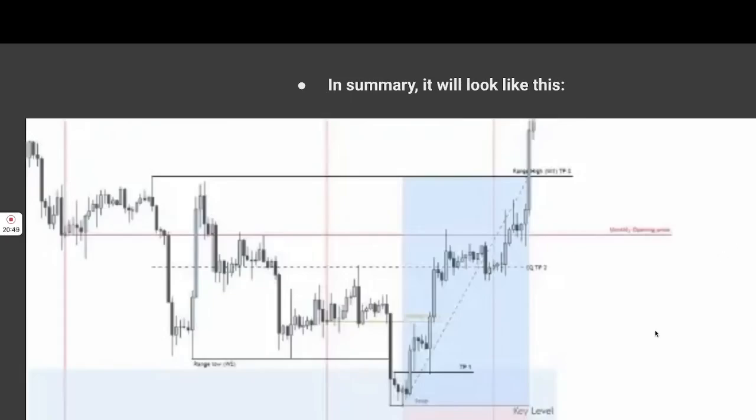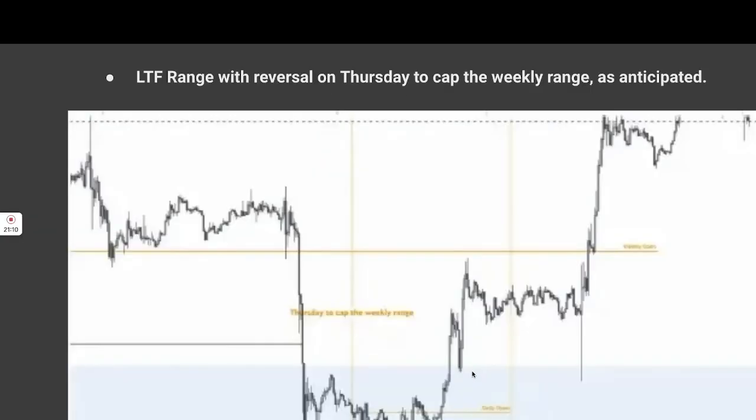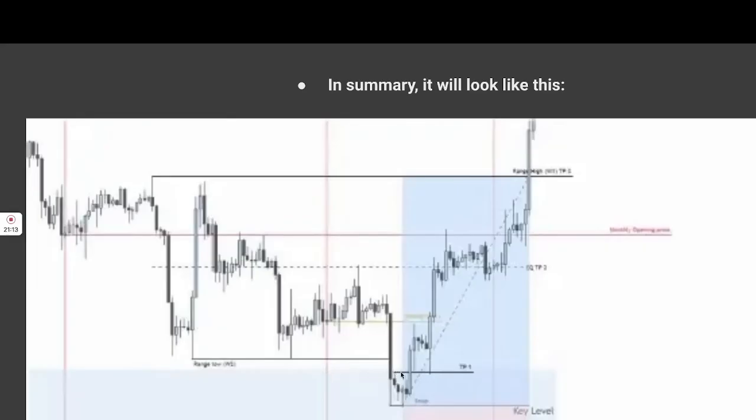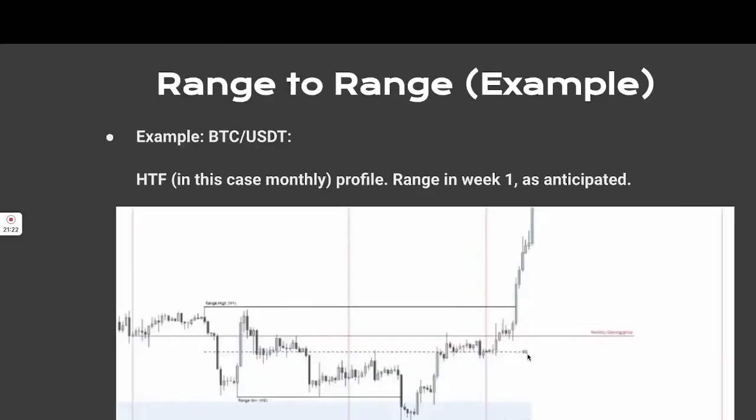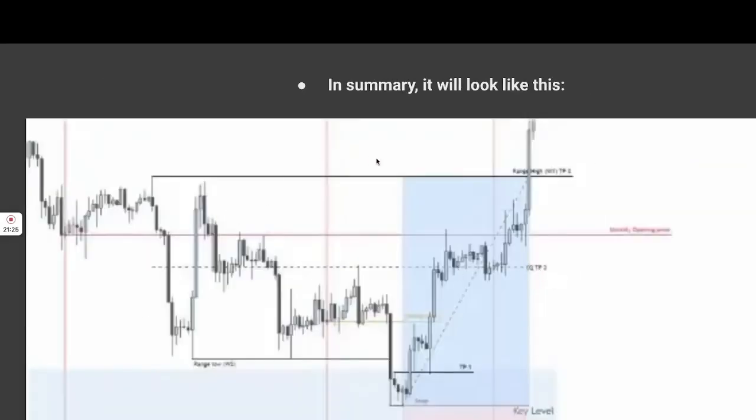In summary, it will look exactly like this. Entry, stop loss at the low of the PD array, full take profit, the opposing end of the higher time frame range. TP1, the high of the lower time frame range, which is right here. TP2, the equilibrium of the higher time frame range, which is right here. And TP3, the opposing end of the higher time frame range.